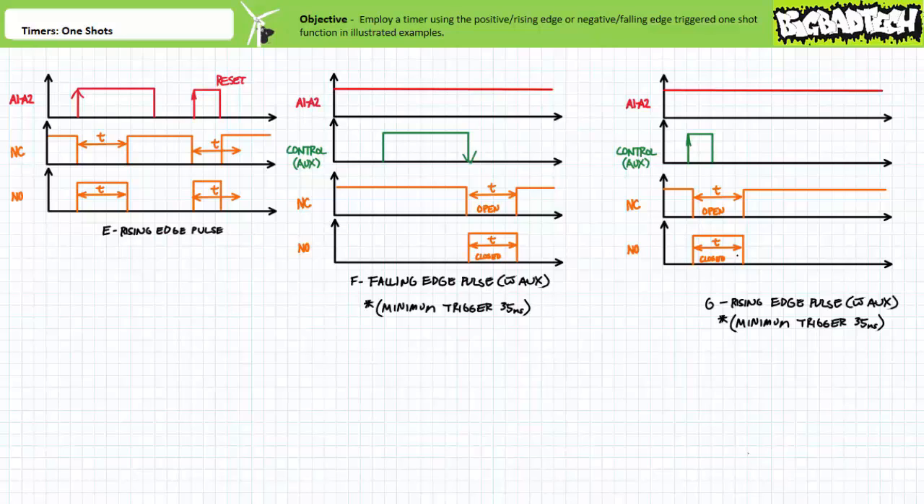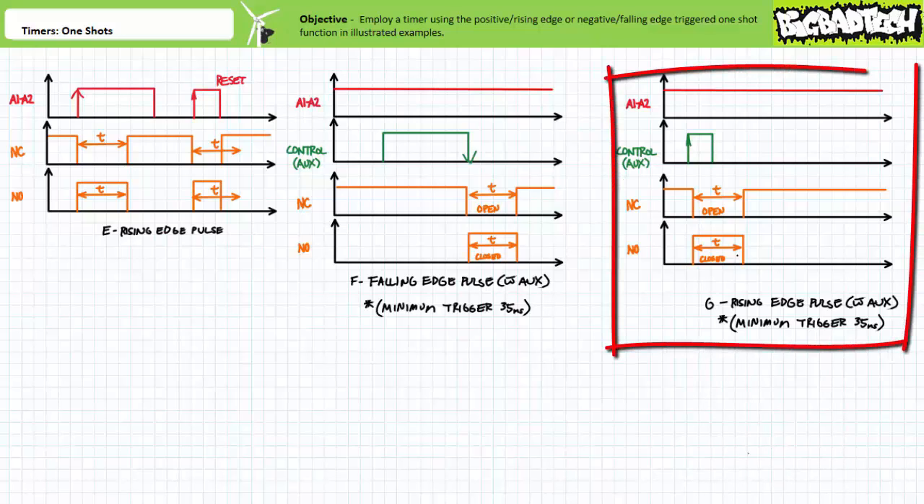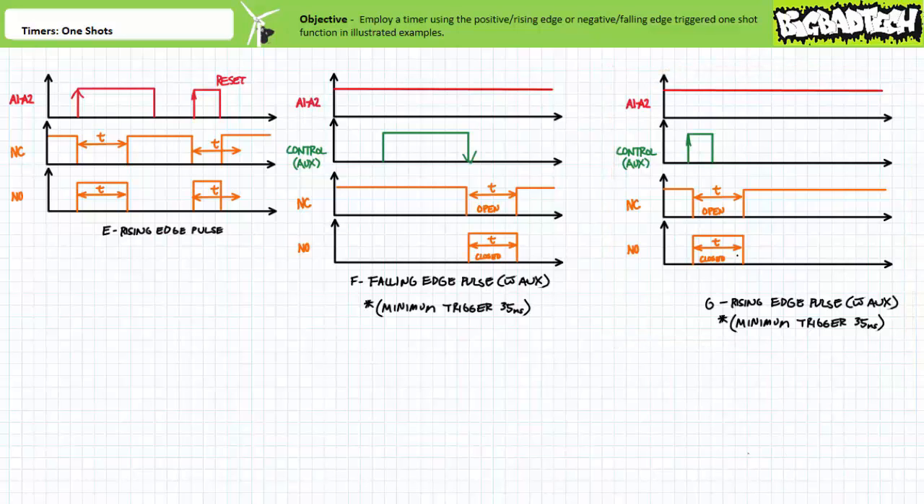Because this could get out of hand rather quickly with various incantations of resets and retriggerability, let's restrict our analysis to timing diagrams we're familiar with, namely simple positive edge and negative edge triggered one-shots as illustrated in these timing diagrams. Function F, negative edge triggered, and function G, positive edge triggered. Let's examine function G first, the rising edge pulse function with auxiliary voltage, essentially a positive edge triggered one-shot.